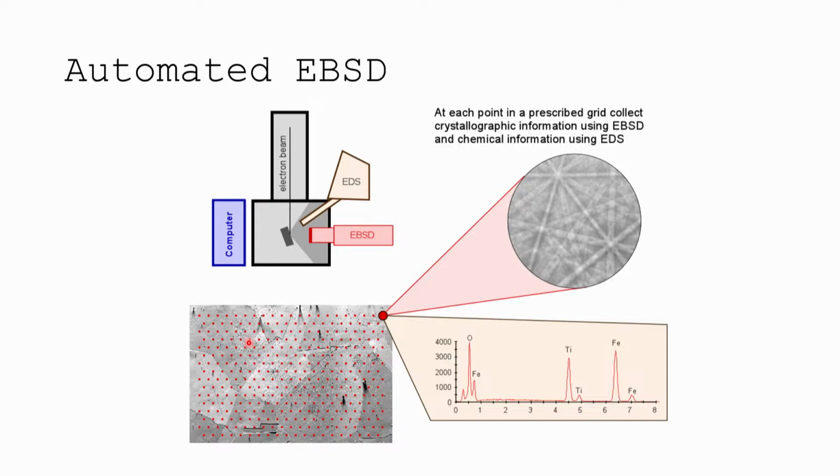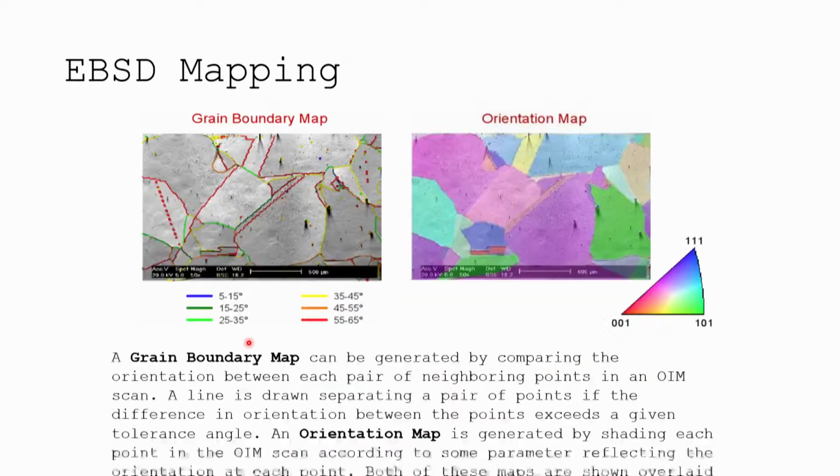If you do this in an automated way, you will step across in a regular grid. You'll get patterns at each point. Sometimes you'll do EDS at each point. So you can do both chemistry and crystallography at each point. And then you come up with a map that shows the information.